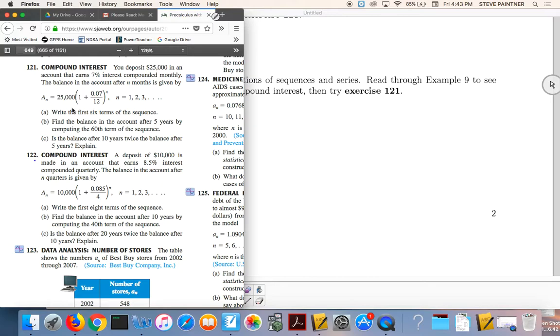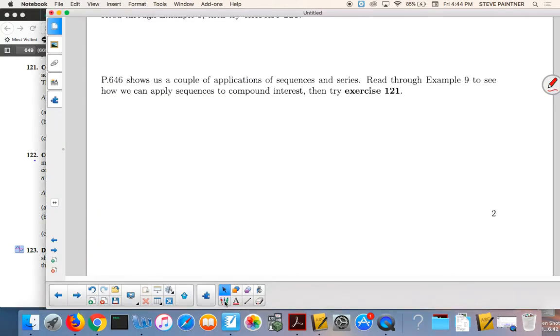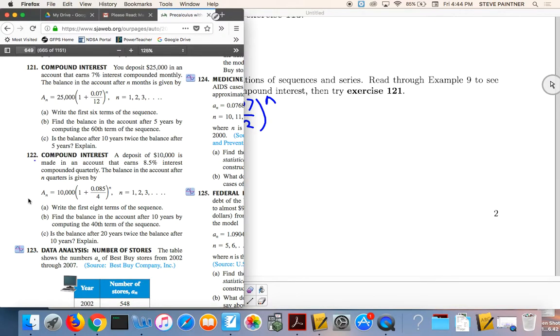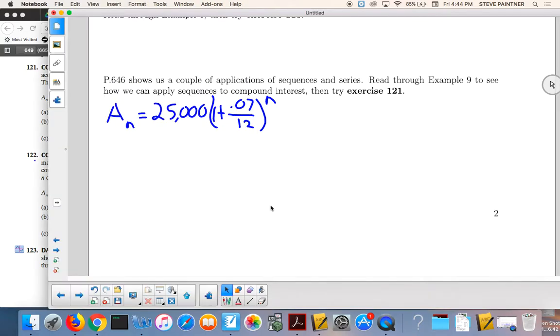So it's giving us this sequence. It says this sequence tells us how much money we have with compound interest. Write the first 6 terms of the sequence. So I'm actually going to copy down this formula into our notebook here. So a sub n is equal to, I believe I deposited 25,000. Yeah, okay, I deposited 25,000. That's 25,000 times 1 plus 0.07 divided by 12 to the nth power. So that's our formula. Find the first 6 terms of the sequence.